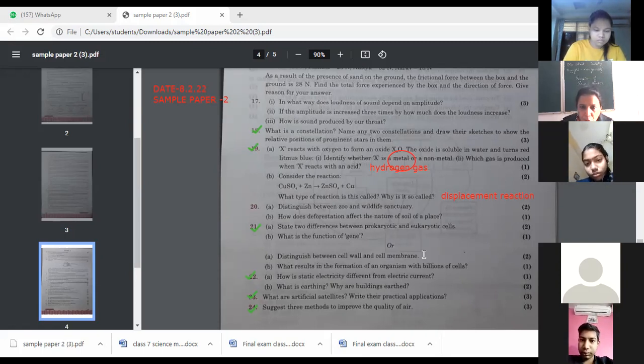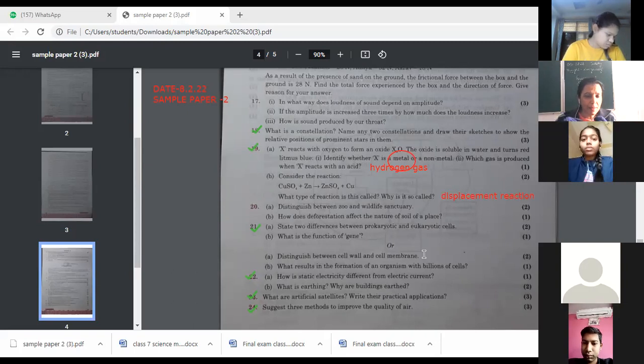Next, B part. What results in the formation of an organism with billions of cells? How are billions of cells formed? The body started from a single cell. The single cell keeps on dividing by the division method, and this is a very fast process. By the process of cell division, the organism gets billions of cells.